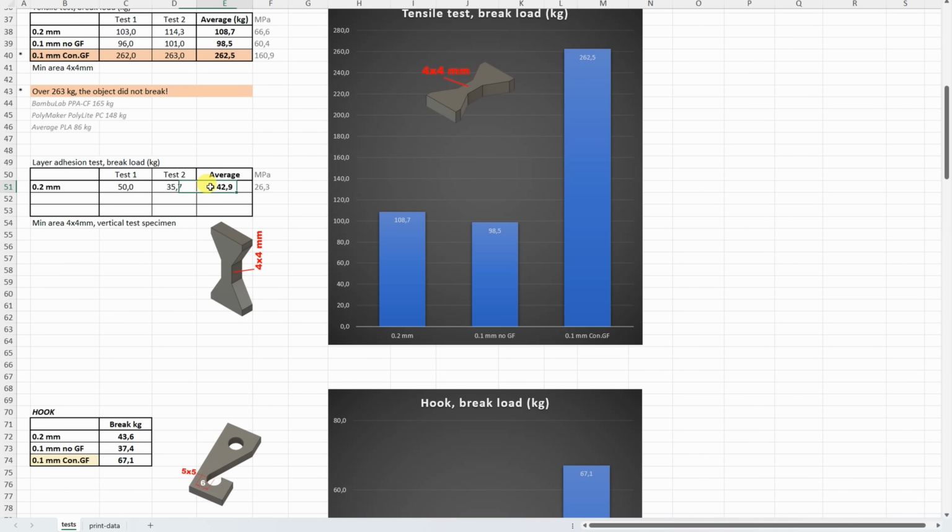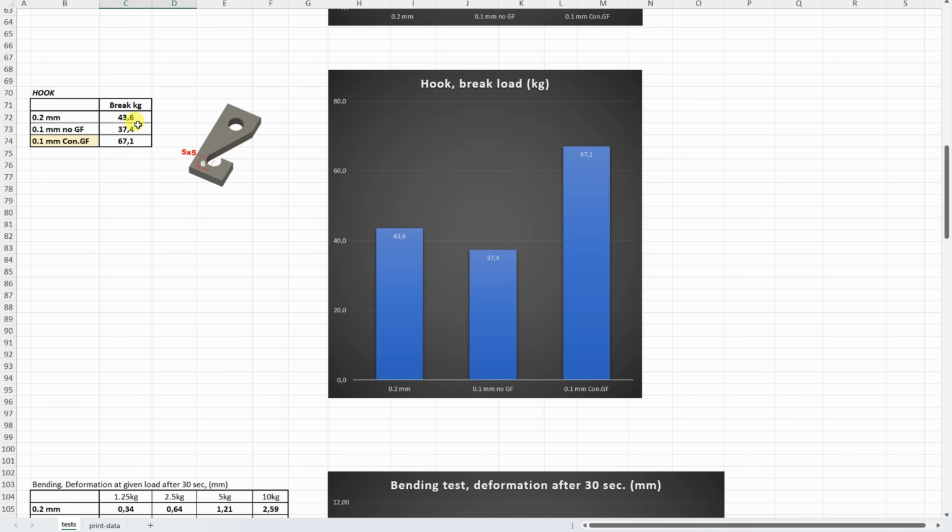On the layer adhesion test, I have only this one type. And this is more or less average for PLA, so not bad, but I don't like that I have this big difference between them, but this is what I measured. And on the hook test, I thought the difference would be bigger, but yes, the glass reinforced version is definitely much stronger. And again, group 1 is slightly stronger compared to group 3.